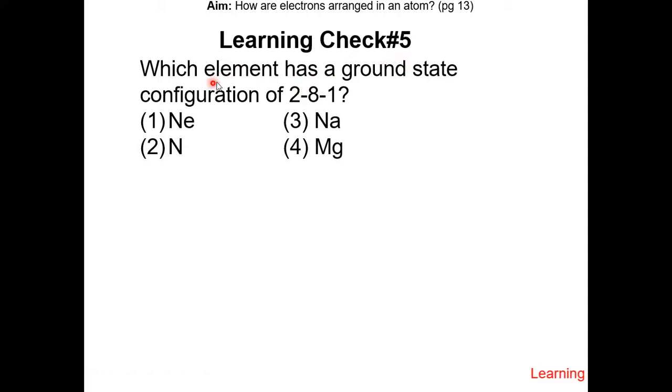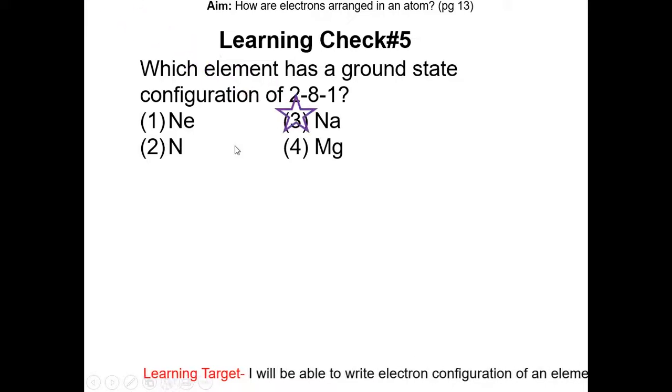Learning check number 5. Which element has a ground state configuration of 2-8-1? Pause the video and resume once you have the answer. Okay, so you just go to the periodic table, you look up the electron configuration, that'll be sodium.